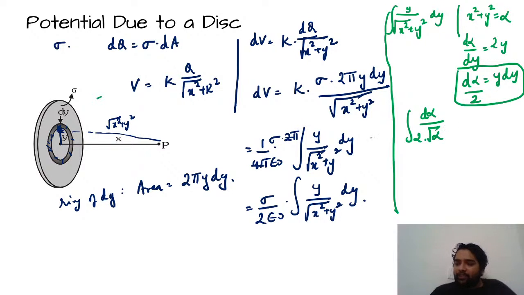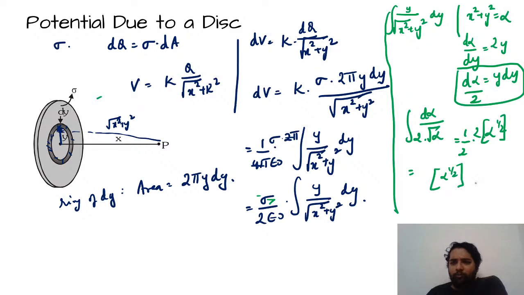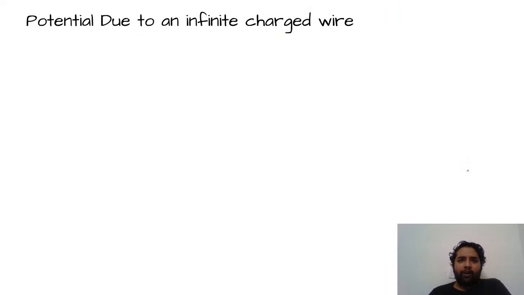The solution is simple. So this will come out to be 1 by 2 times 2 into alpha power 1 by 2, because alpha power minus 1 by 2 integrates to alpha power minus 1 by 2 plus 1, which is 2 times alpha power 1 by 2. Simple. So these two cancel, and we are simply remaining with alpha power 1 by 2 from y is equal to 0 to y is equal to y. Got it?